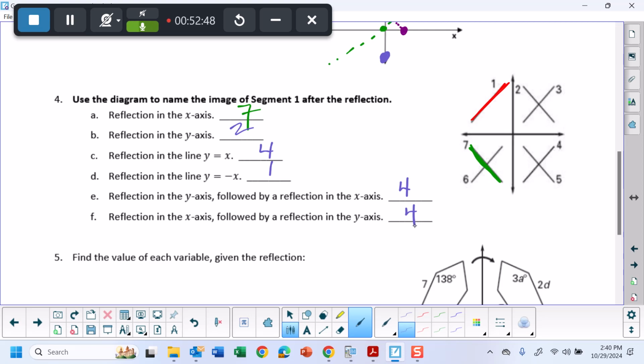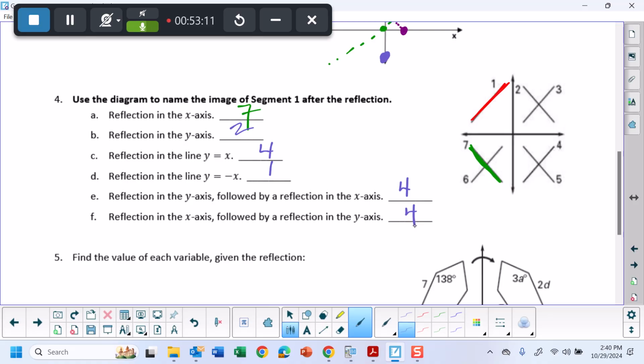So, let's talk about B. We'll just go through them all. For number B, I want a reflection in the y-axis, which is going to give me 2. Everybody okay with that? I want a reflection in the line y is equal to x. That's that positive line with a slope of 1. So my reflection is going to be down here as number 4.